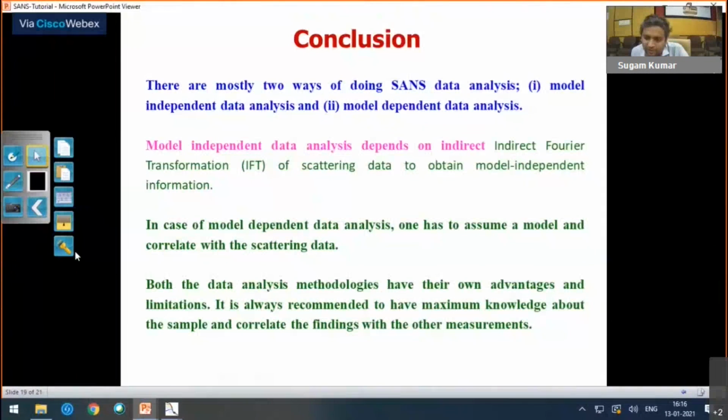So combine techniques, the results, understanding of the system, as well as from the literature.